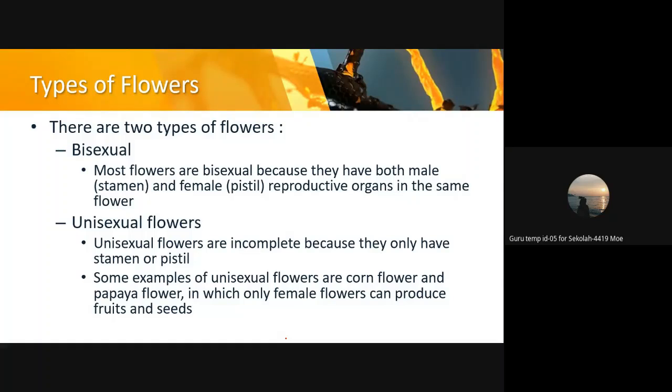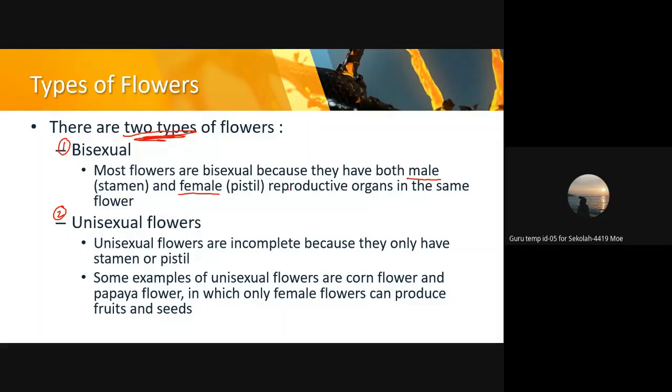Okay, so flowers, there are 2 types of flowers. The first one, bisexual flowers. The second one, unisexual flowers. So what are the difference between these two? Okay, for bisexual, they have both male and female reproductive organs in the same flower. Okay, so this answered Akmal's question. Akmal tanya tadi kan, does a plant, okay, a flower have both pistil and stamen?